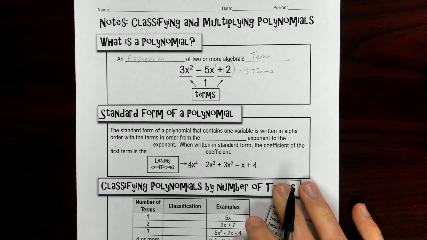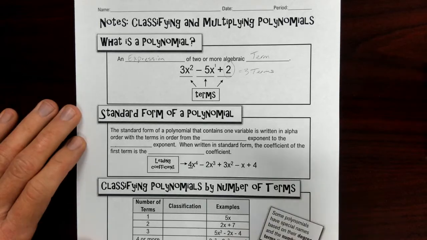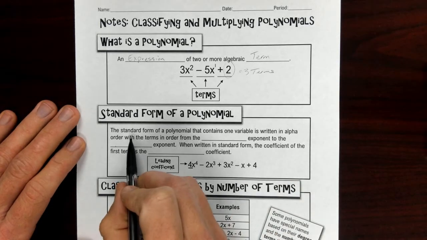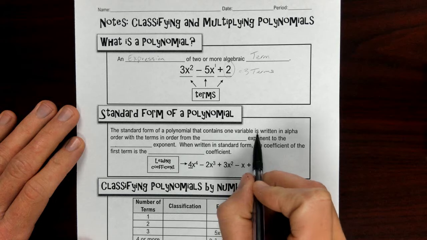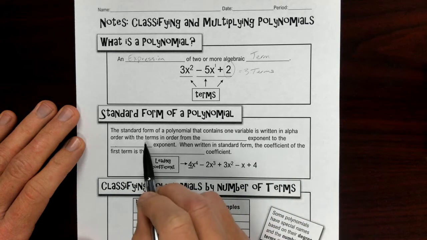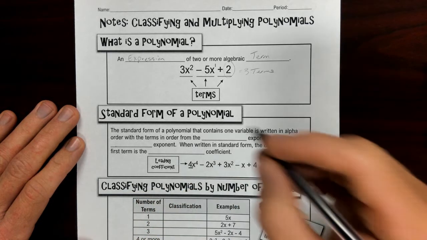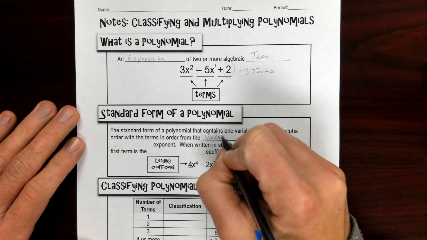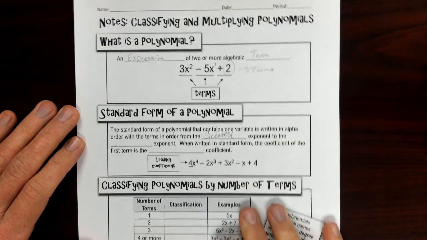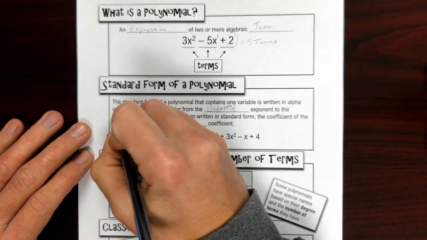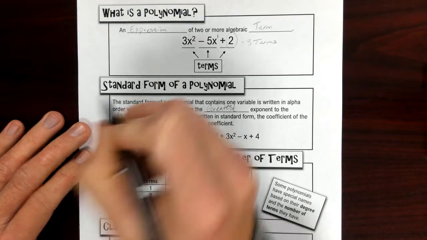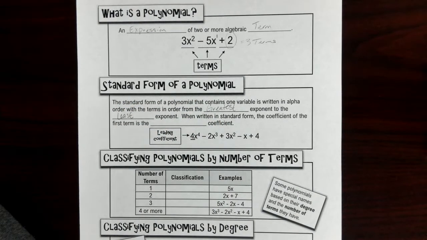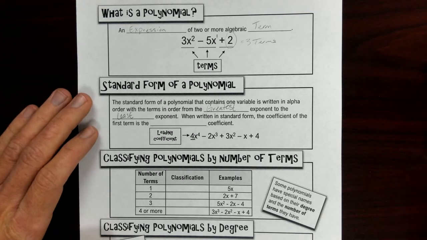Alright, now, standard form of a polynomial. The standard form of a polynomial contains one variable, is written in alpha order, with the terms in the order from the greatest exponent to the least exponent. Alright, so we're going to write them from greatest to least. Write them from greatest to least in exponents.